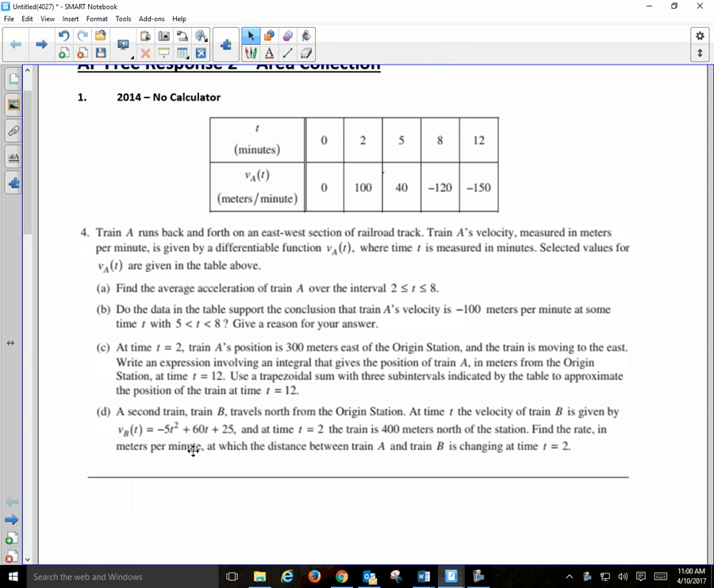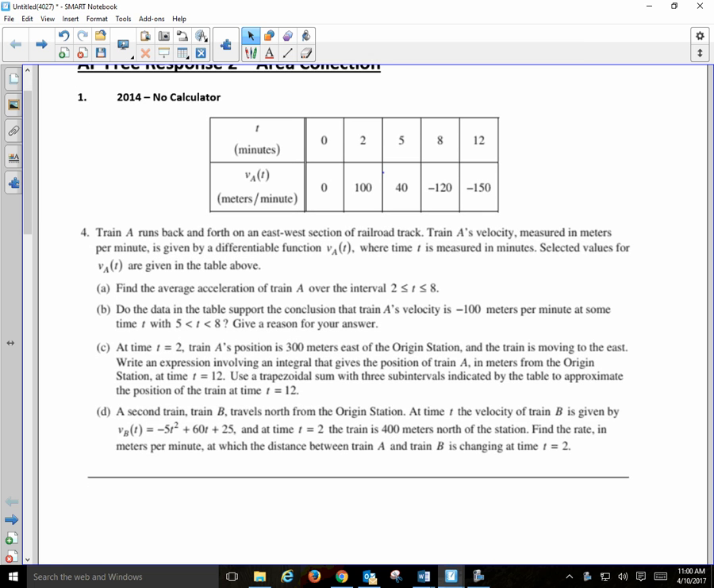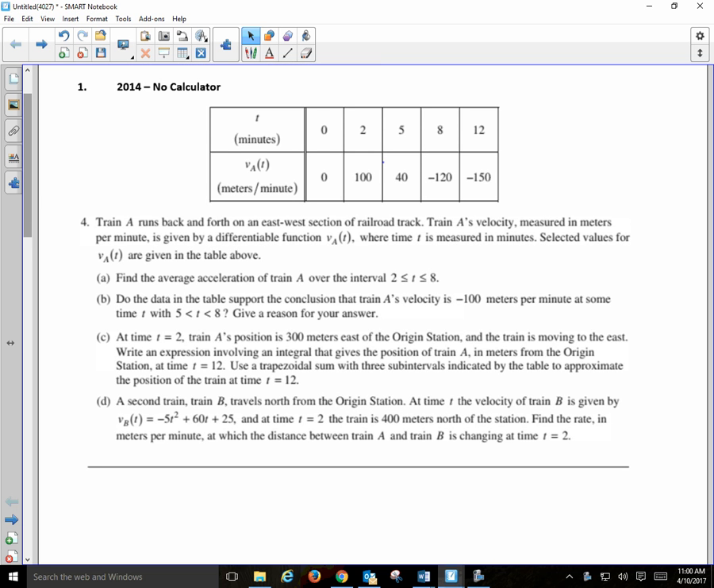All right, another set of AP problems. I call these area collector problems, and we're generally asked to try to find some total in the end. And we look at this train problem. Train A runs back and forth on the east-west section of railroad track. Train A's velocity, measured in meters per minute, is given by this differentiable function. T is measured in minutes. Selected values are given in the table. Find the average acceleration of train A over the interval 2 to 8.